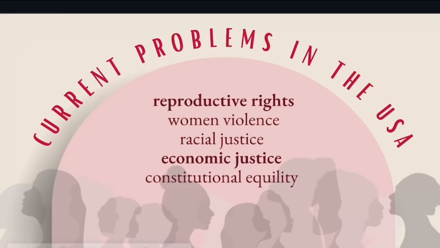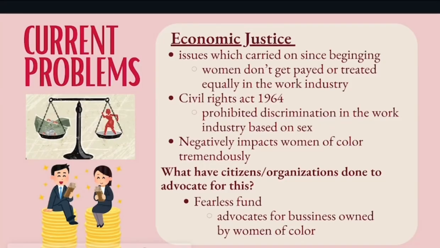So, as we have seen many improvements throughout women's rights, what are the current problems in the USA? So we have reproductive rights, women violence, racial justice, economic justice, and constitutional equality. So let's get into reproductive rights and economic justice. First, we have economic justice.